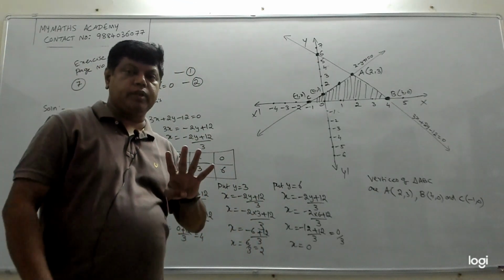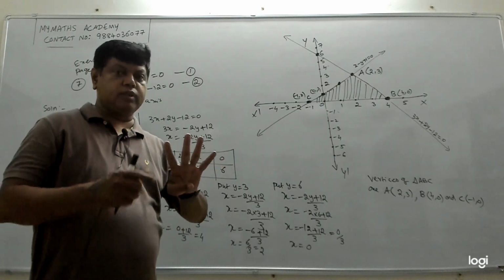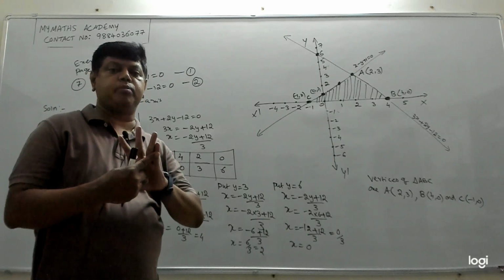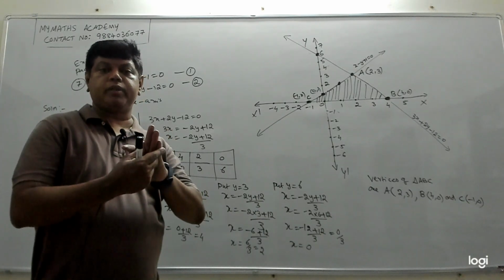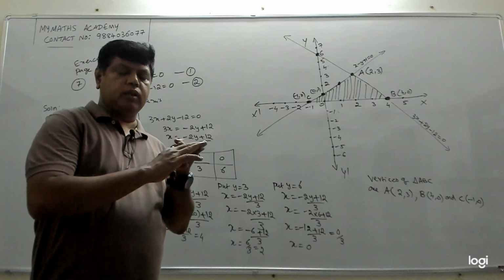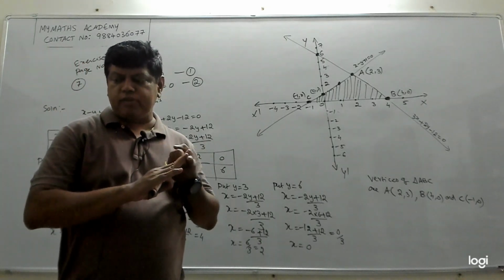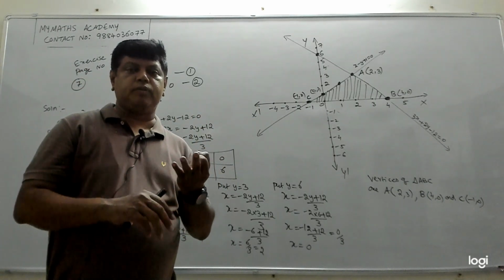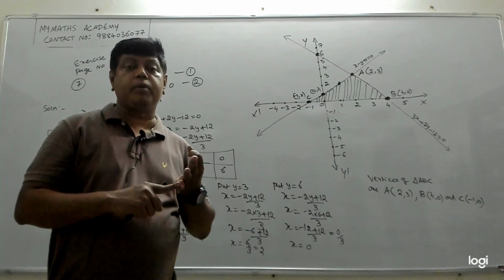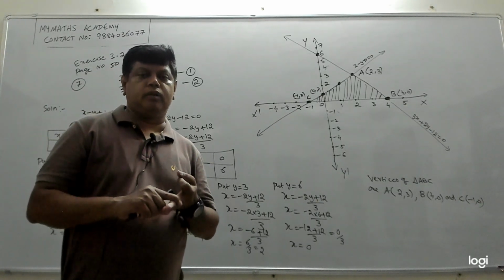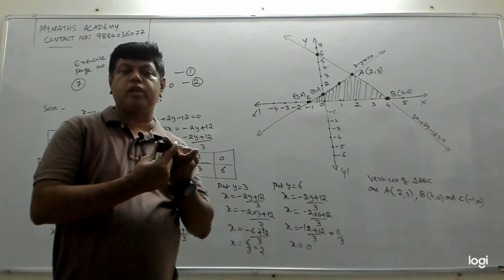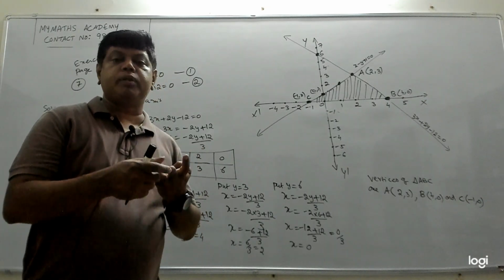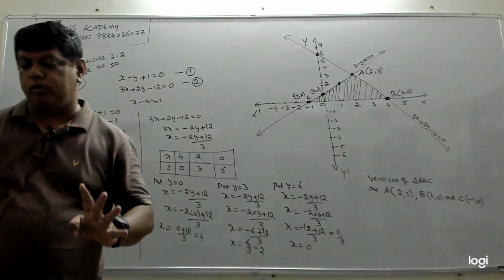So as I told you, there are 4 methods to solve linear equations in 2 variables. One is the graphical method, then substitution method, elimination method, and cross multiplication method. The graphical method is a graphical way of solving the linear equations in 2 variables. The other 3 methods, which are substitution, elimination, and cross multiplication, are called algebraic methods. Totally 4 methods: one graphical method, and 3 algebraic methods, which are the substitution method, elimination method, and cross multiplication method.